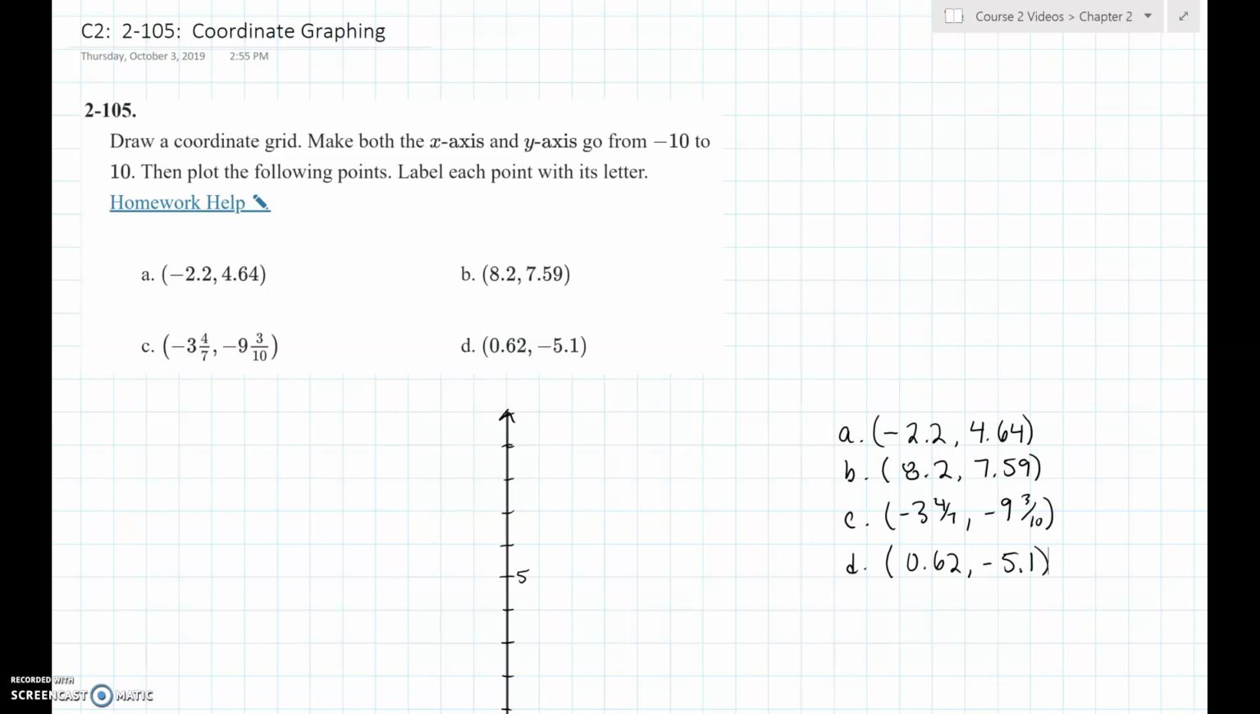This question comes from Course 2, the 7th grade book from CPM, and it's about coordinate graphing. It's Chapter 2, Problem 105. It says, draw a coordinate grid. Make both the x and y axis go from -10 to 10, then plot the following points. Label each point with its letter.